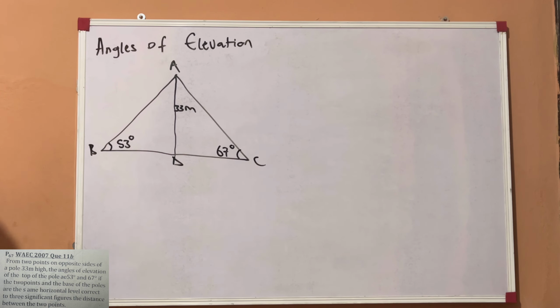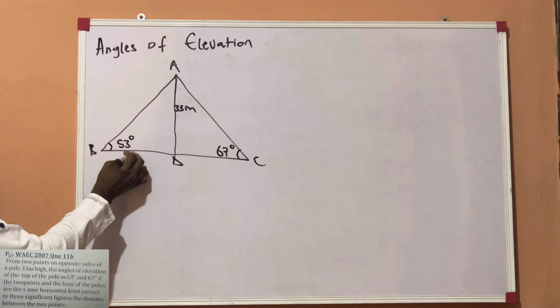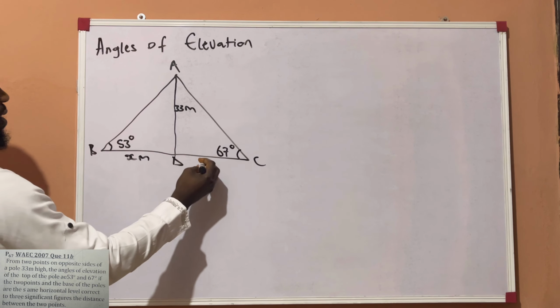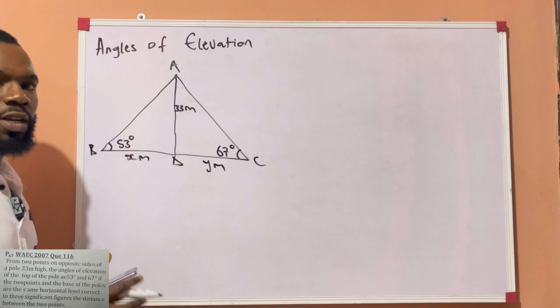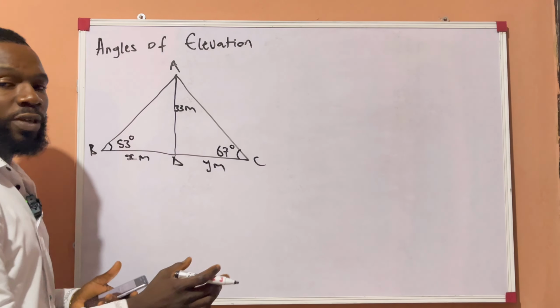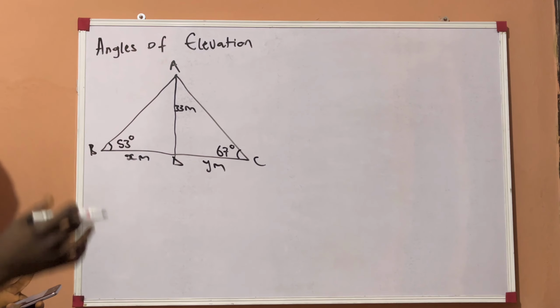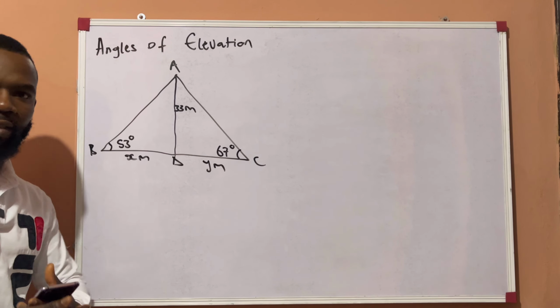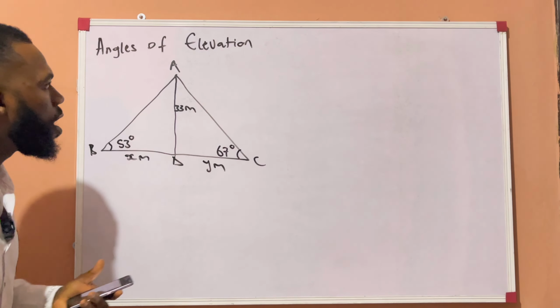All right, now how do we solve problems like this? So let us assume that line BD is X meters and line DC is Y meters. So it simply means that if we are able to get the value of X and we are able to get the value of Y, it means we have solved for the answer by the time we sum the answers together. All right, let's begin.